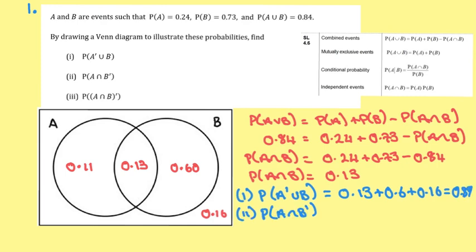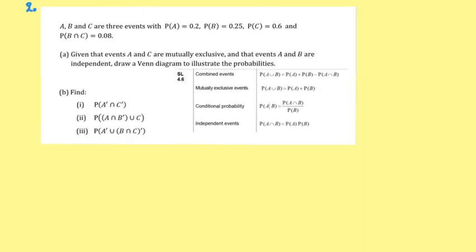The probability of A intersection not B is equal to 0.11. Part 3, the probability of not in A intersection B is equal to 1 minus the intersection, which is equal to 0.87.